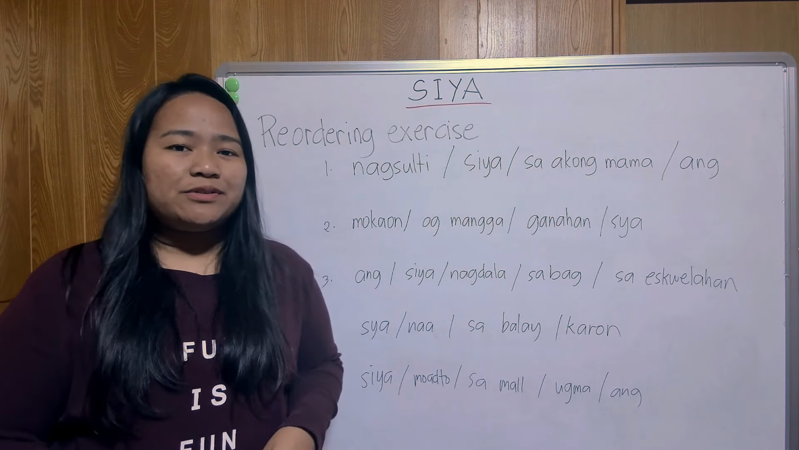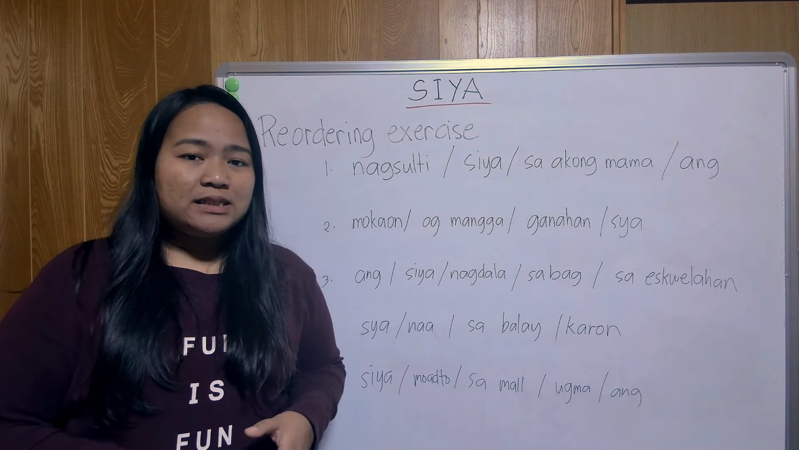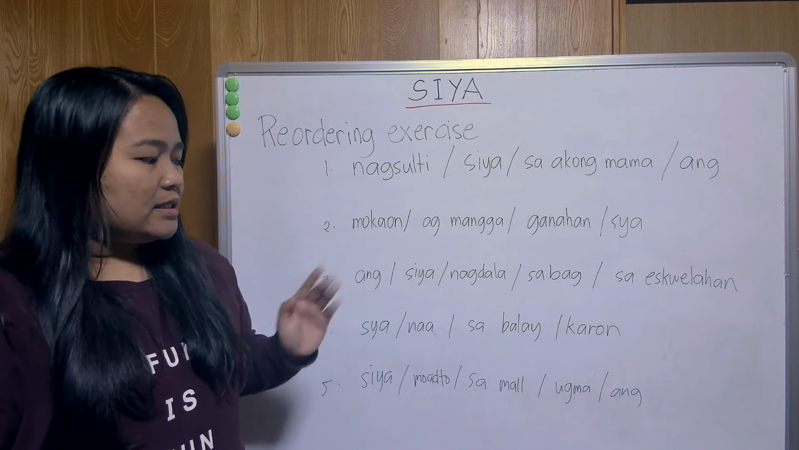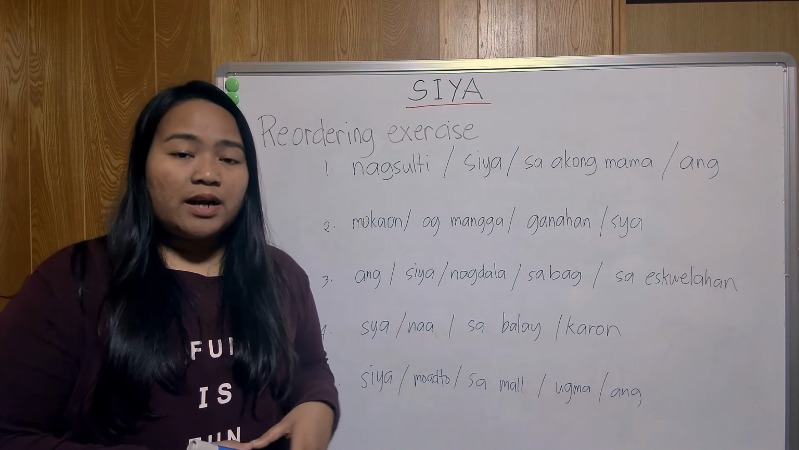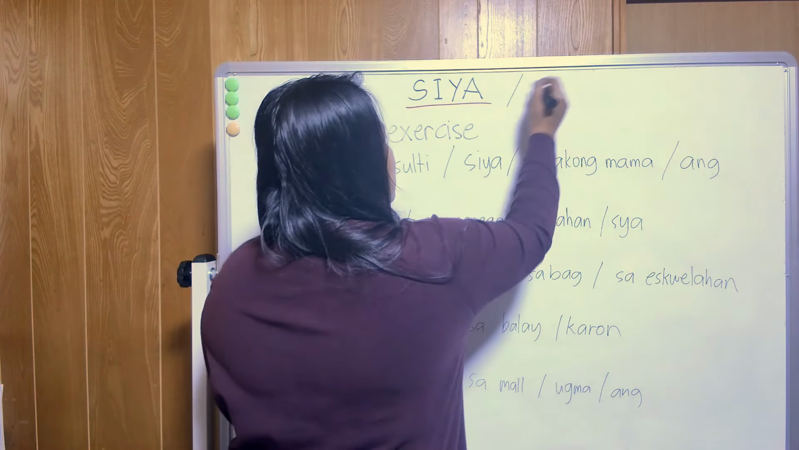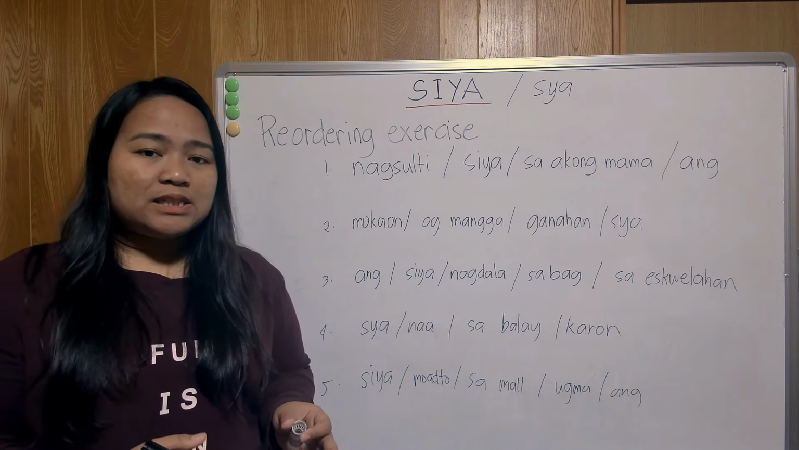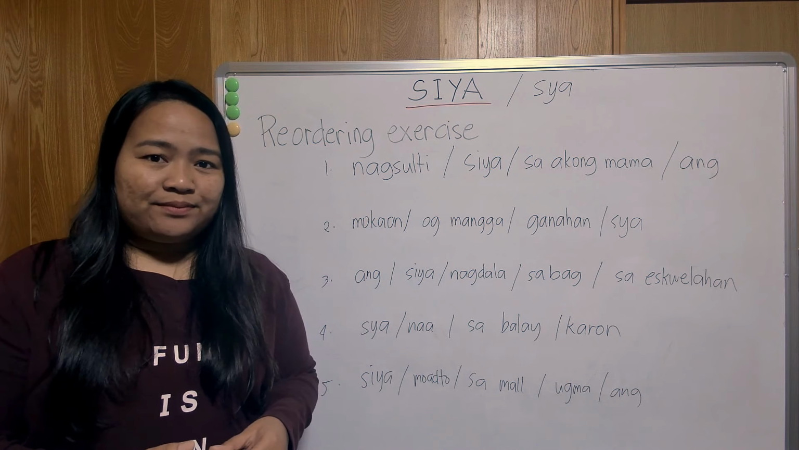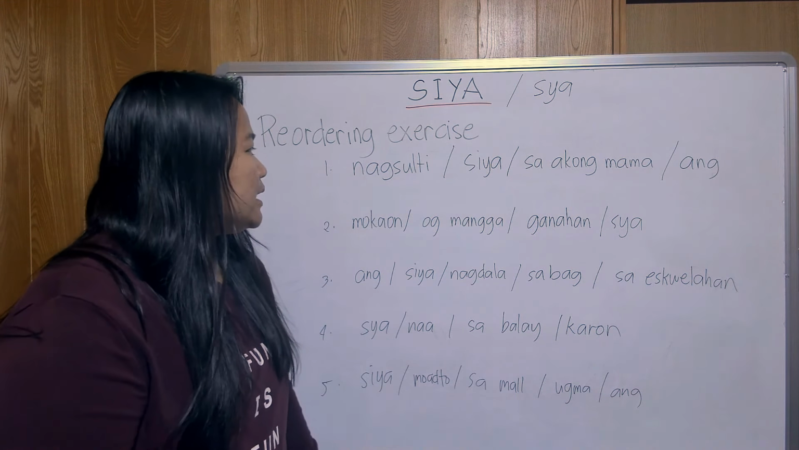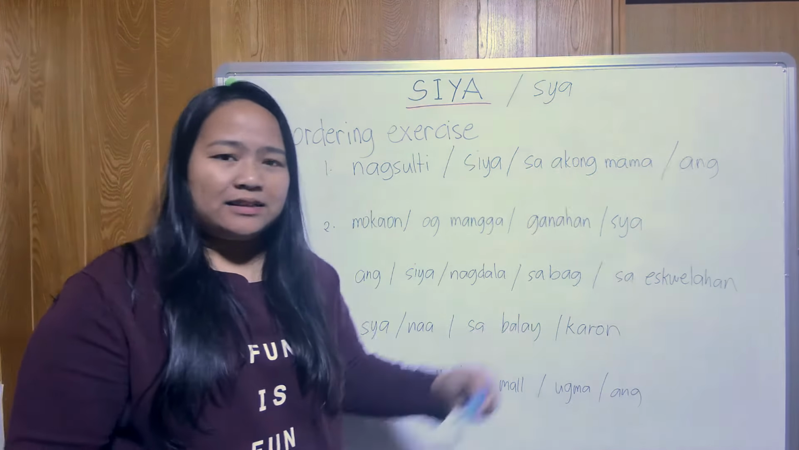Now let's have a reordering exercise. Rearrange the words to create a grammatically correct Cebuano sentence. Each sentence includes he or she, either the full form siya or the short form, depending on the formality or tone of the sentence. Alright, so let's start. Number 1, nagsulti siya sa akong mama ang.